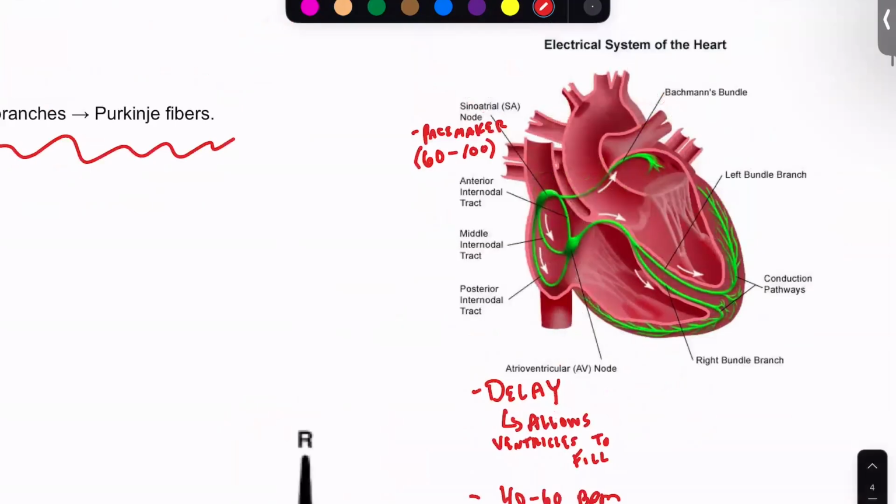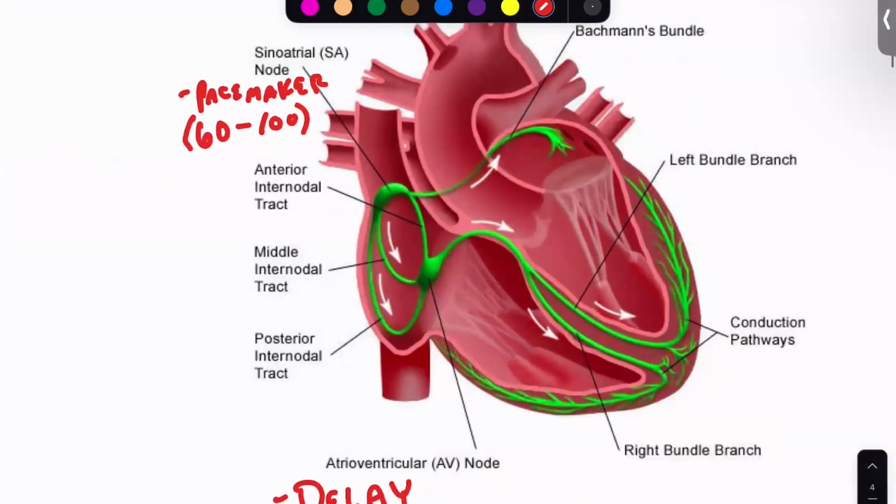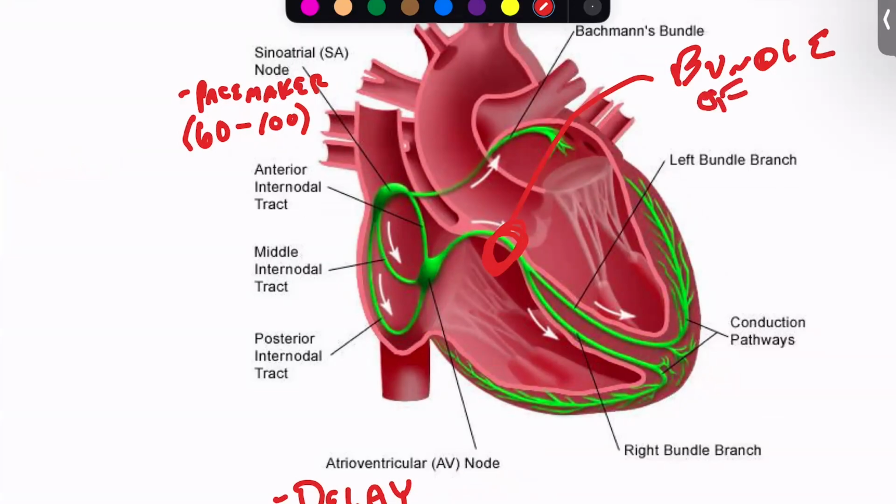Okay, next step is the bundle of His. So that's this area right here. It's not labeled, but it's the only electrical connection that you're going to be able to find between the atria and the ventricles. And it carries the impulse to the interventricular septum. Because the next step is we have our left and right bundle branches right here. And so these are going to conduct impulse down the interventricular septum, and it directs impulses towards the apex. Because remember, the apex is at the bottom of our heart.